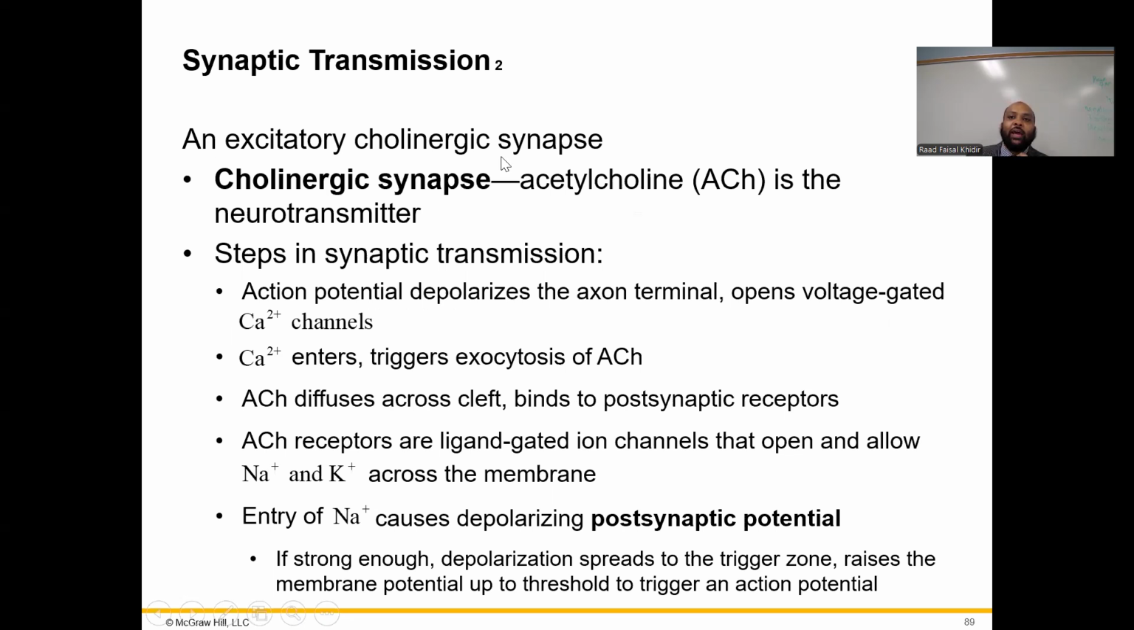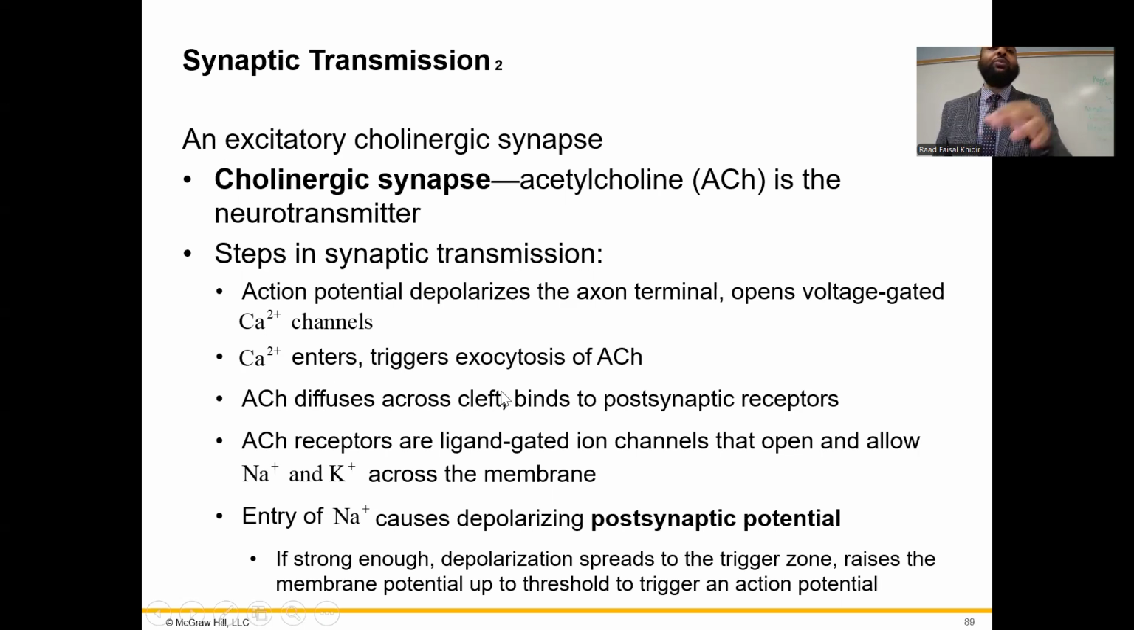The cholinergic synapses have acetylcholine as their primary neurotransmitter. That's why they call them cholinergic. The steps in the synaptic transmission are: the action potential depolarizes the axon terminal, and that leads to the opening of voltage-gated calcium channels. Then calcium enters the terminal end of the axon, and that triggers the exocytosis of acetylcholine.